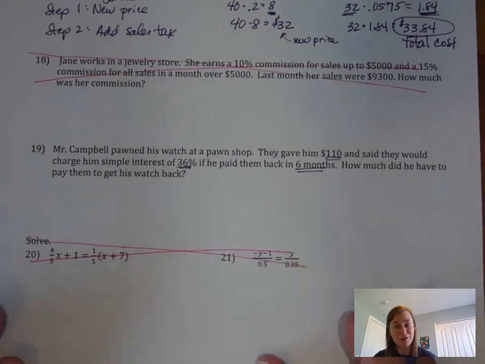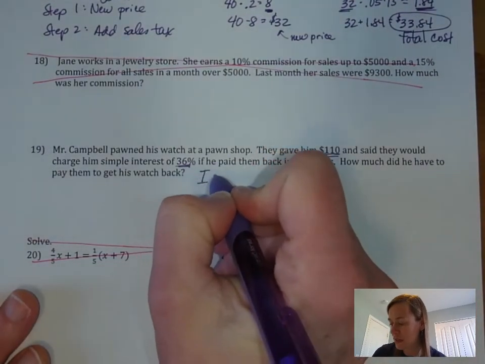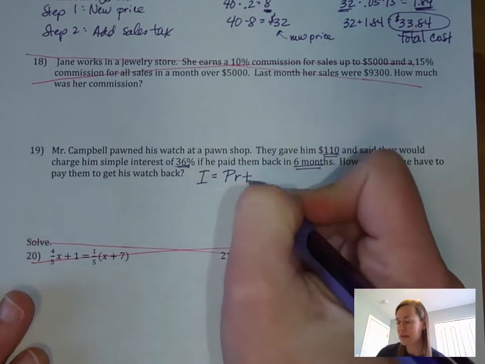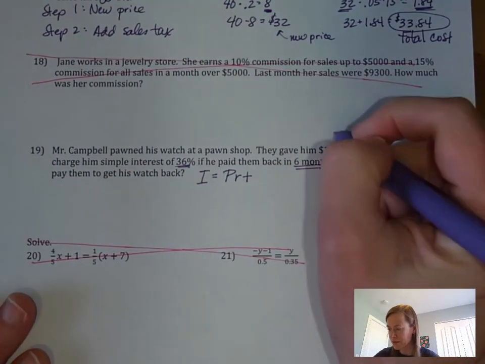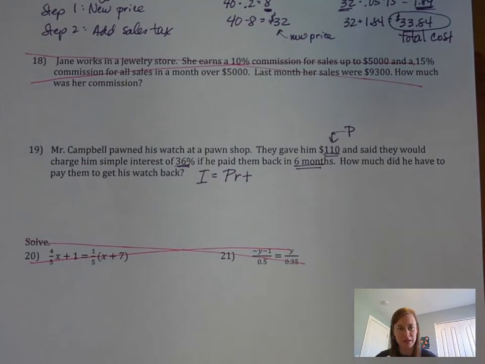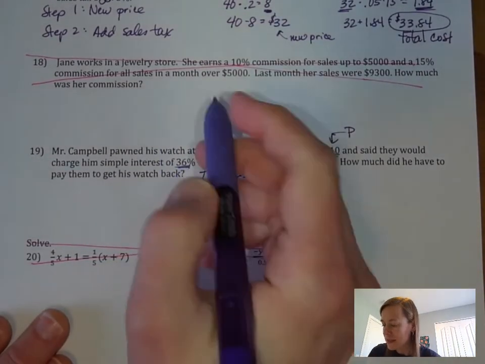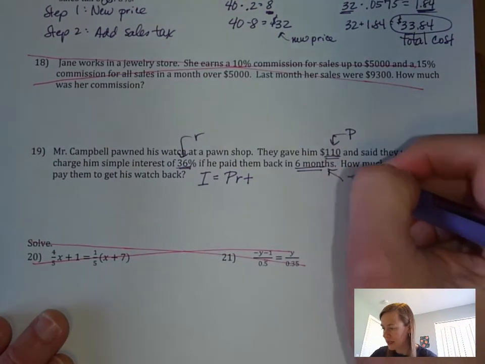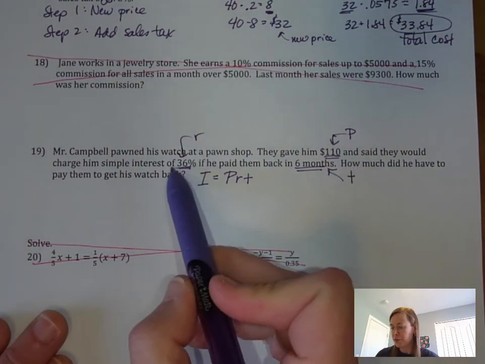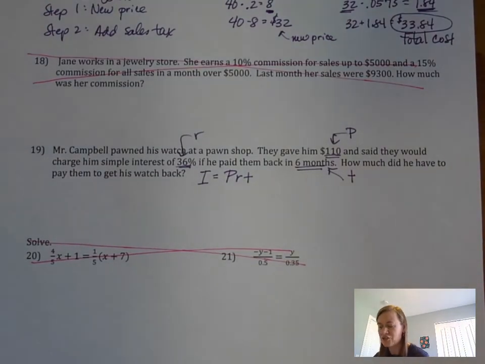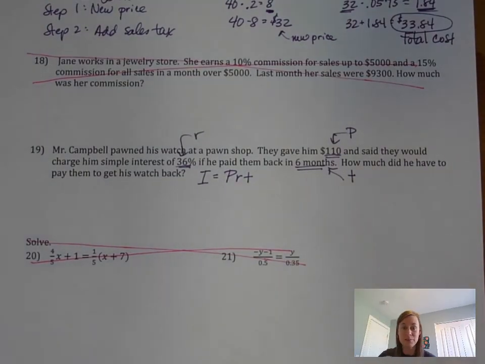Okay, let's remember our formula. Our formula is interest equals PRT, principal times rate times time. So this right here, this is our principal. That's the original chunk of money. This is our interest rate here, and this is our time. So let's start writing these things down into our equation. We need to figure out the interest first, and then we'll add it to the principal to figure out the total.